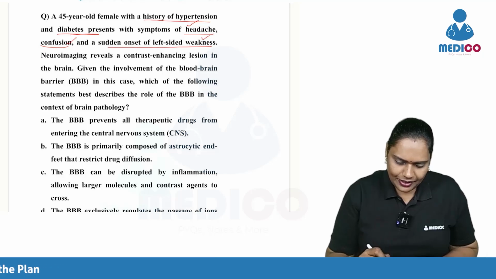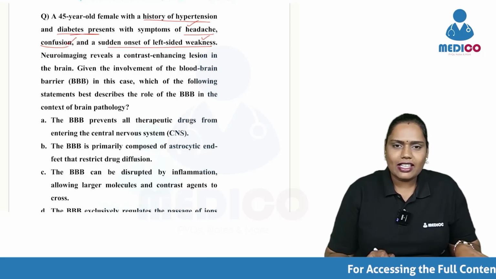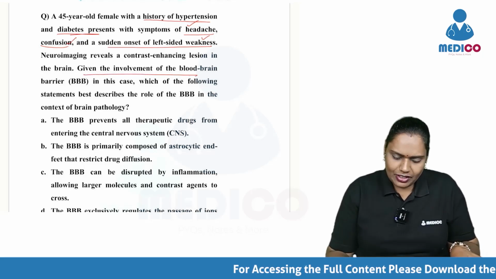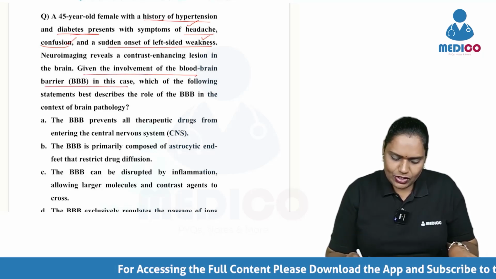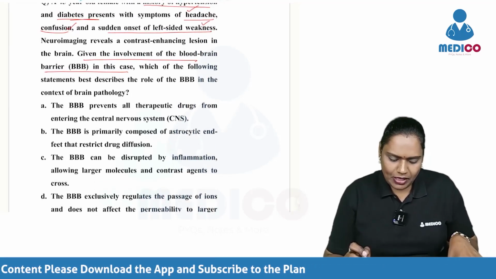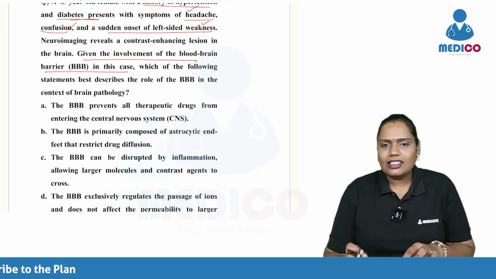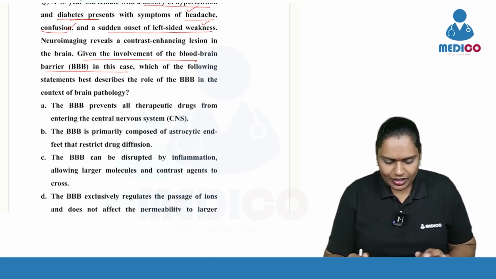Look at the next line. Given the involvement of blood brain barrier in this case, which of the following statements best describes the role of the blood brain barrier in context to brain pathology? So basically, they're asking the function of the blood brain barrier. You have to identify that.